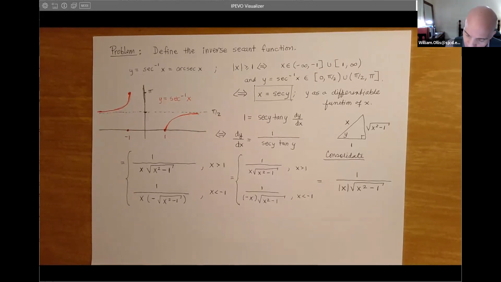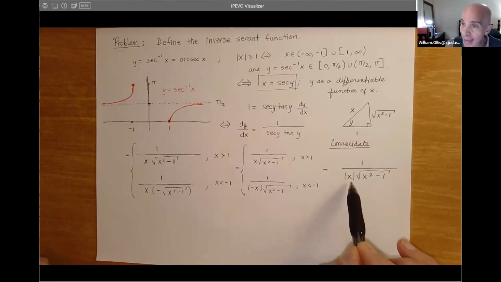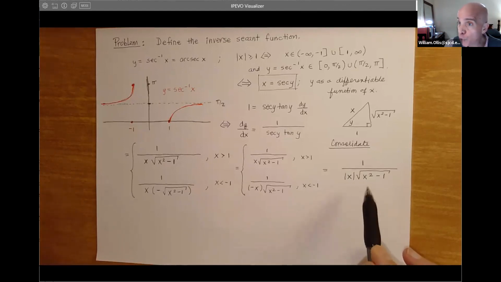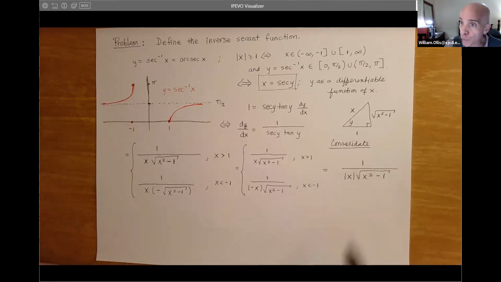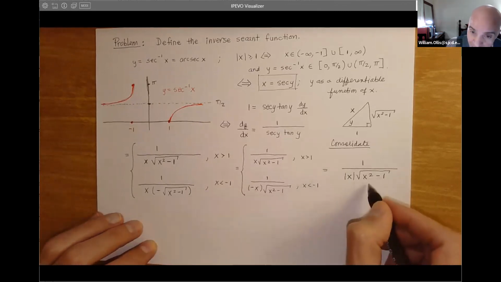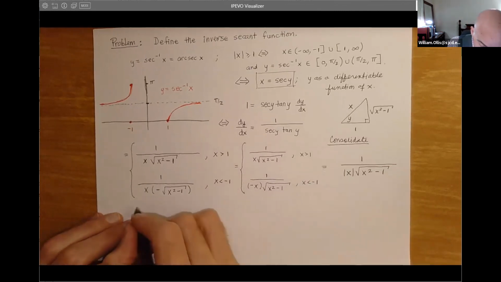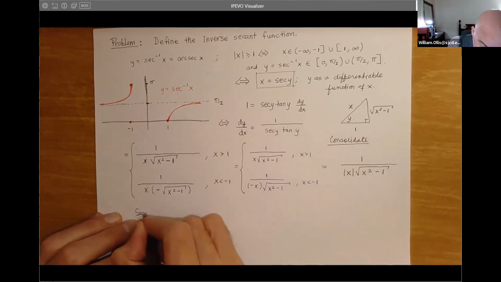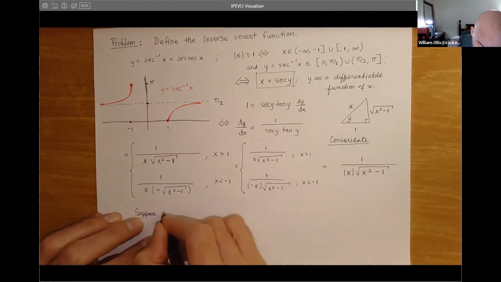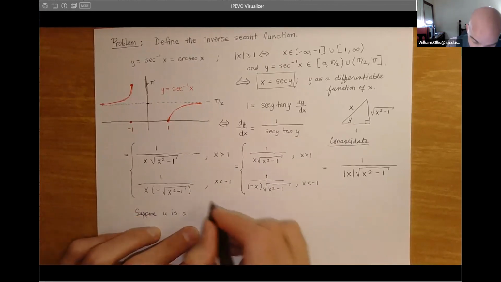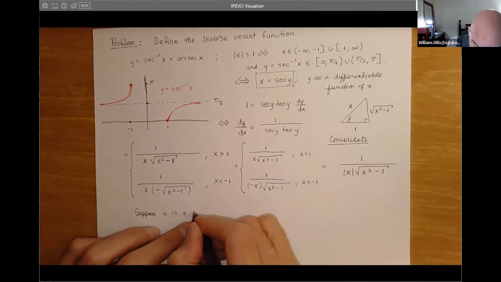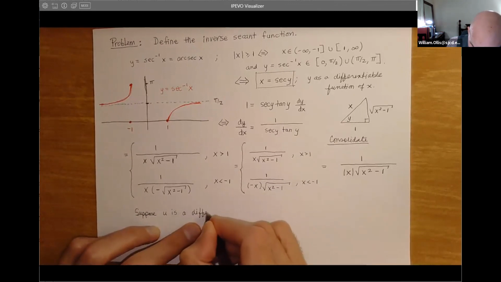So now what we can see, if we just simply replace x with u, a differentiable function of x, that is a chain rule extension, we can have a nice derivative formula for the inverse secant. So to take this and move it forward a little, so you can get a nice general formula, suppose u is our favorite variable, right? U, suppose u is a differentiable function of x.